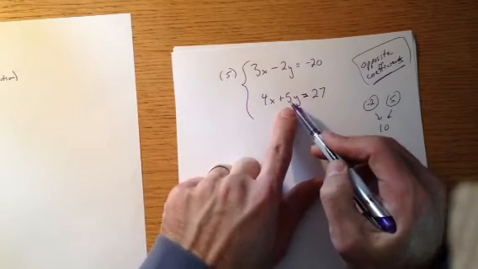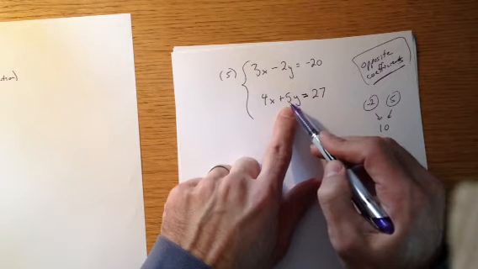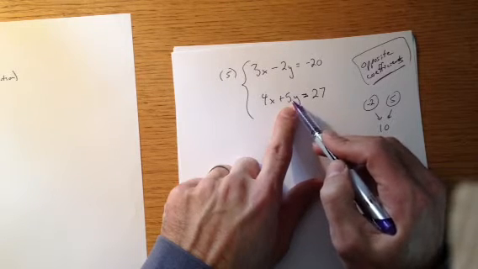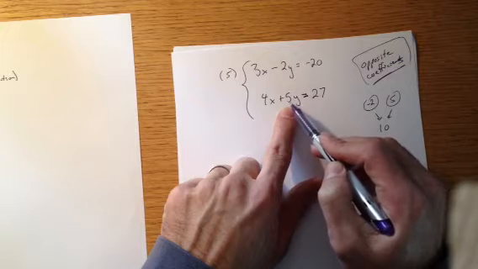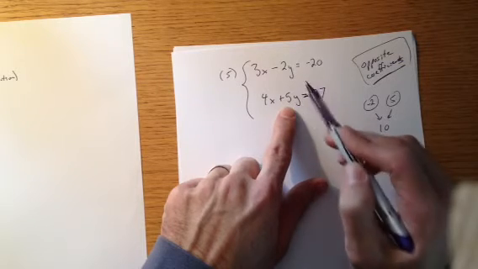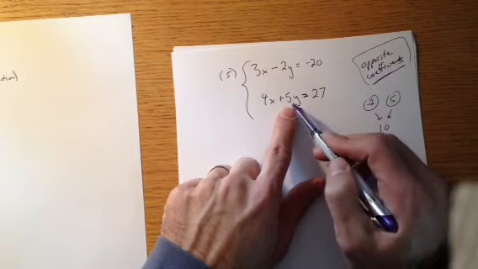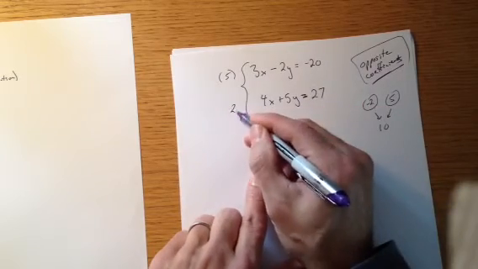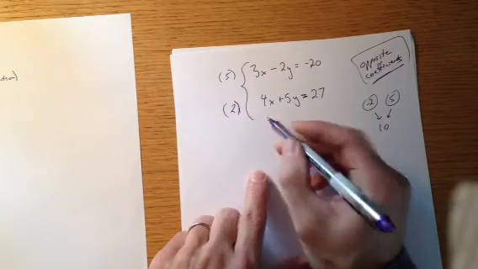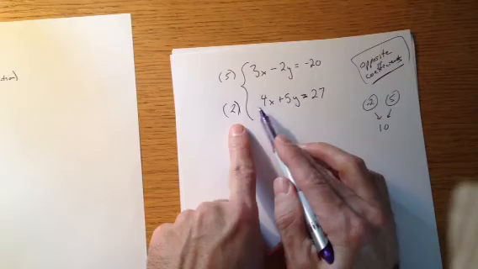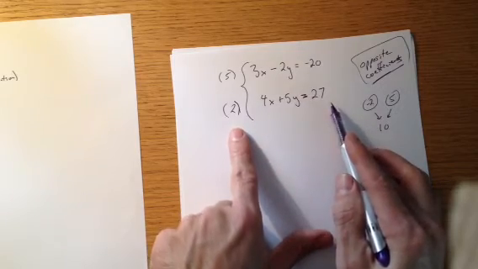Now, if I want to get opposite coefficients, I can't leave this as a 5. I need to make that into a 10. So I'm thinking to myself, 5 times what is 10? The answer is 2, right? So 5 times 2 is 10. So I'm going to multiply by 2. And again, I'm thinking about how I need to multiply everything by 2.